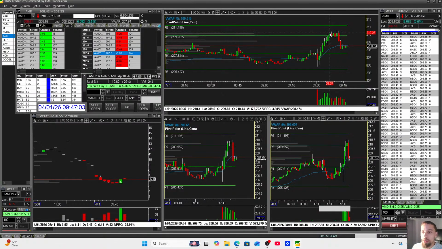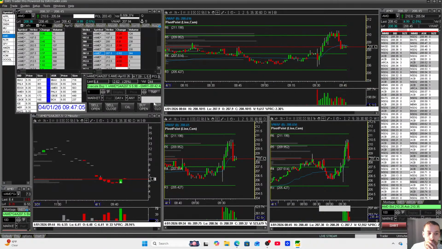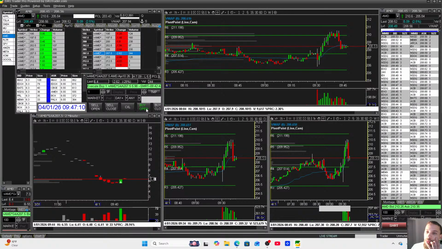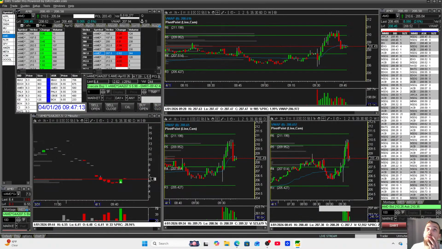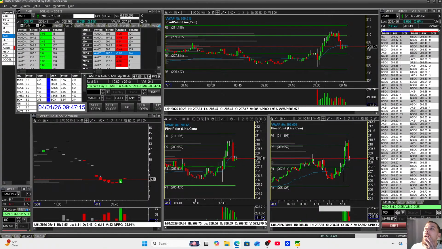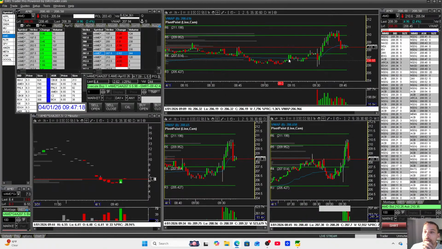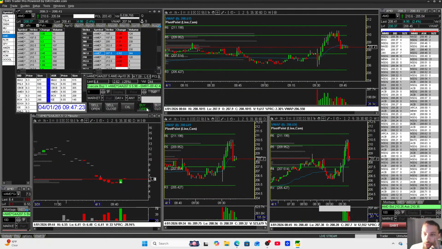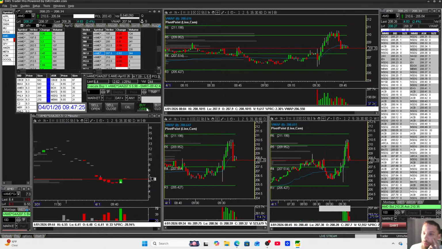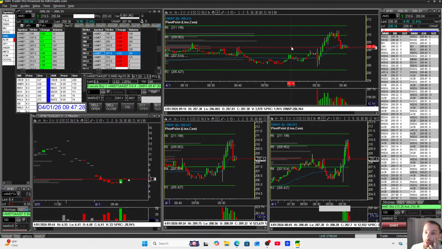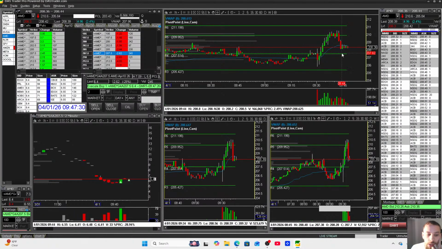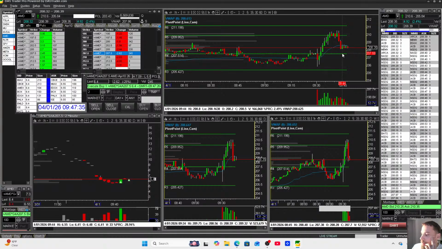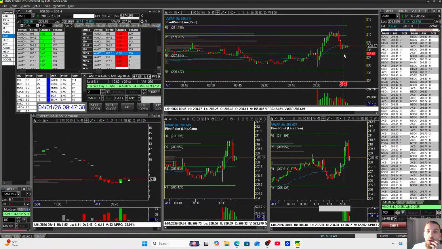Hugging VWAP nicely here. I think I'm gonna add a contract. Let's see if it's gonna push above this VWAP here. Doesn't seem like it. We have one more contract here. We added one contract. Seeing if we can make a squeeze to R4.